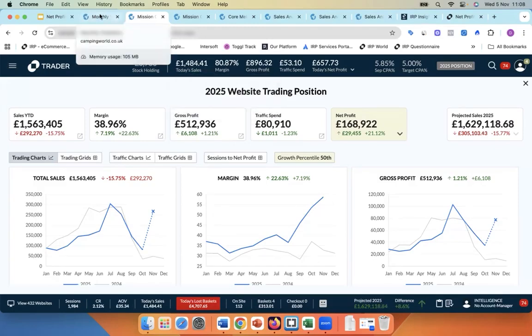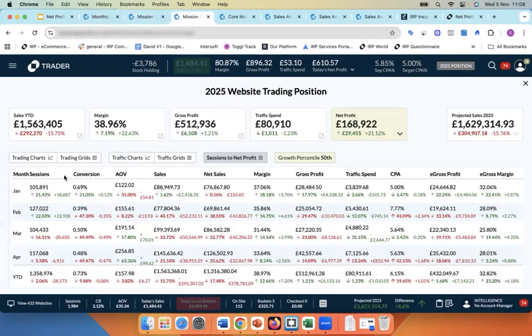We will show you where the net profit appears in Mission Control Trader. You have today's net profit at the top. In the positions tab, you have the sessions to net profit. And again, on a monthly basis, you're breaking down from sales right down to gross profit, to e-gross profit, and net profit as well.